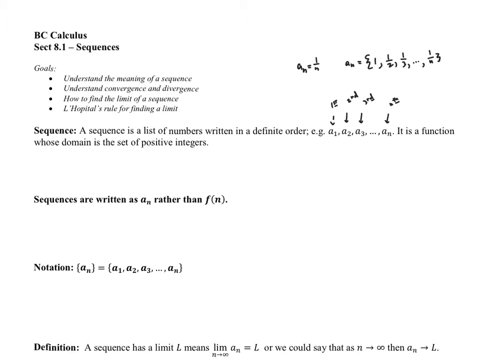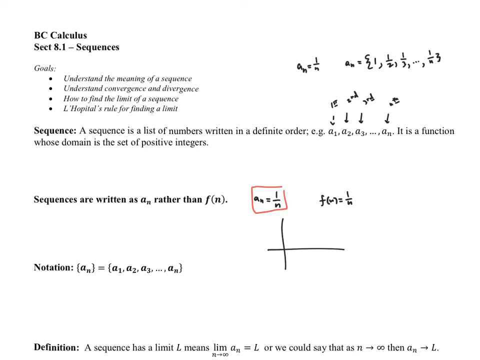So sequences can be written as a sub n rather than f of n. So you could think of, like I have above, 1 over n as a non-continuous version of f of n equals 1 over n. So let's graph the two of those real quick and look at the difference. Of course, n always starts at 1.